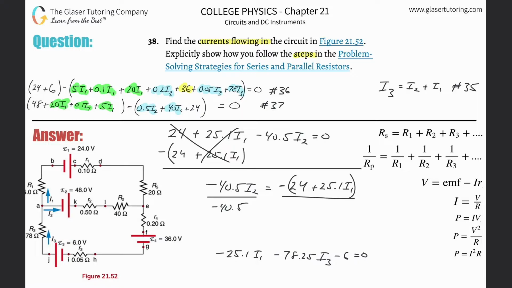Careful, you got to leave that parenthesis in there. I realize I did not, and that means it's just negative 24. You got to have the parenthesis there. Then divided by negative 40.5. So now here we're going to get I2 is equal to, the negative signs will cancel, and don't simplify this yet, okay? Just leave it as 24 plus 25.1 I1 all over 40.5. Okay, this is what I2 is equal to.